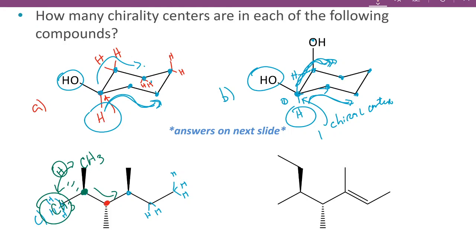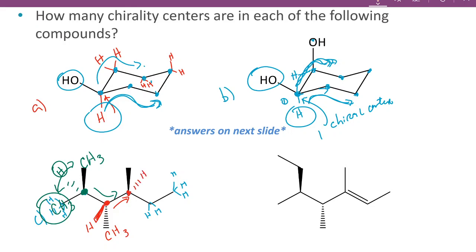We'll do this one in red. Coming out, we have a hydrogen. Going back, we have a methyl. Okay, going to the right, we've got a carbon that has a hydrogen and a methyl.